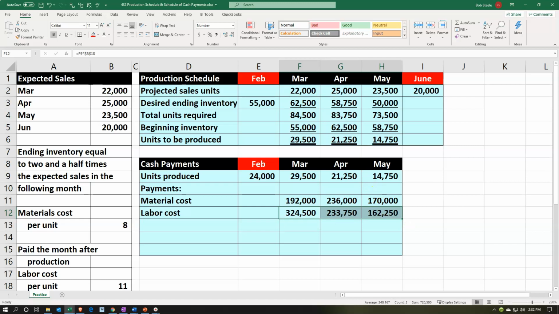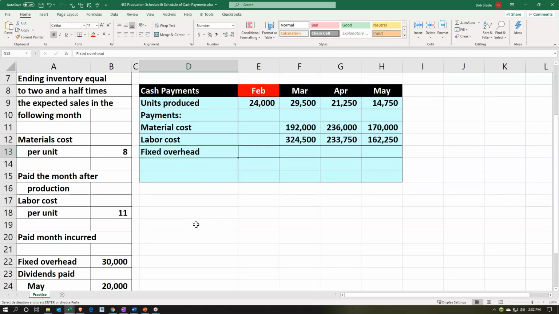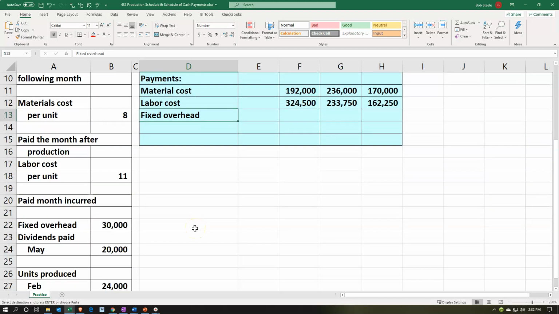So then we have the fixed overhead, which is typically going to be a standardized process or pretty easy because fixed means that it's going to be fixed through the month. So we're typically just going to have a set amount, such as rent, which is the common example that I would use most often for a fixed cost. So we're just going to say that will be equal to the 30,000.